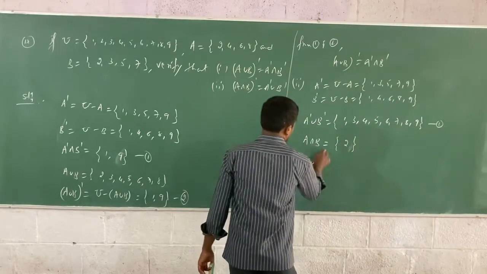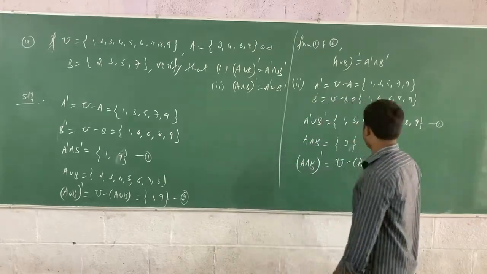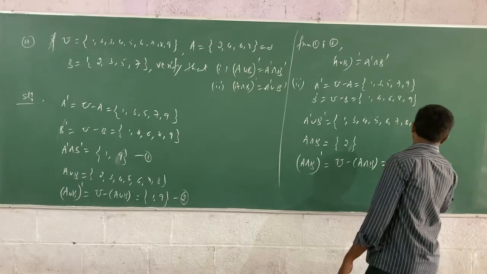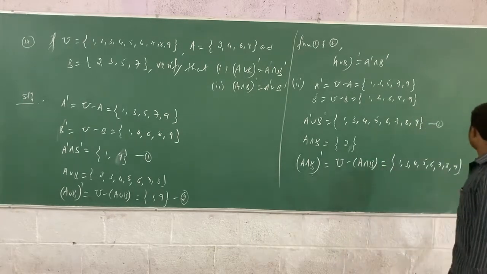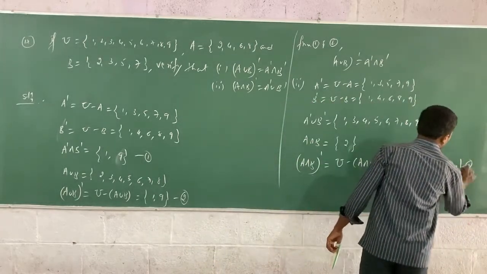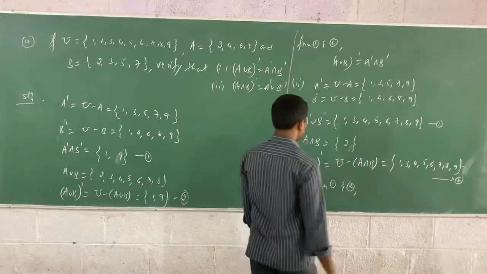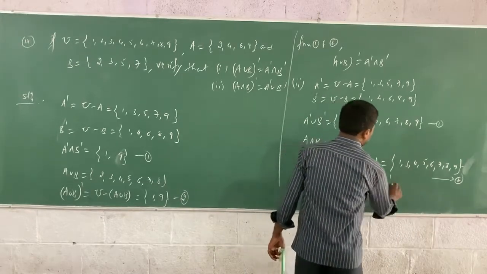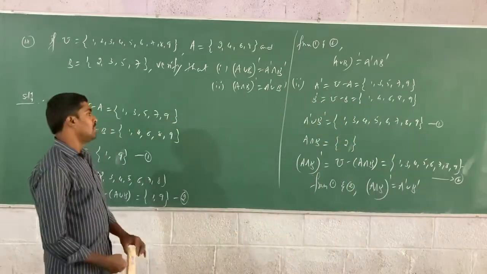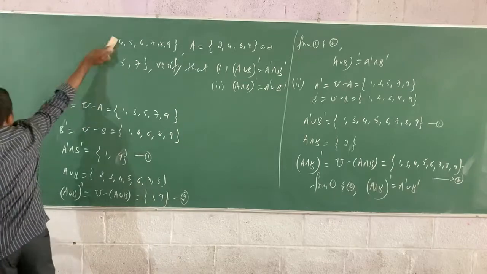So, the complement of A intersection B is equal to U minus A intersection B. So you will get the set of 1, 3, 4, 5, 6, 7, 8, 9. This is equation number 2. Okay? So from equations 1 and 2, complement of A intersection B is equal to complement of A union complement of B. Okay? So this is my correction for the lecture. Right. Next, problem number 18.